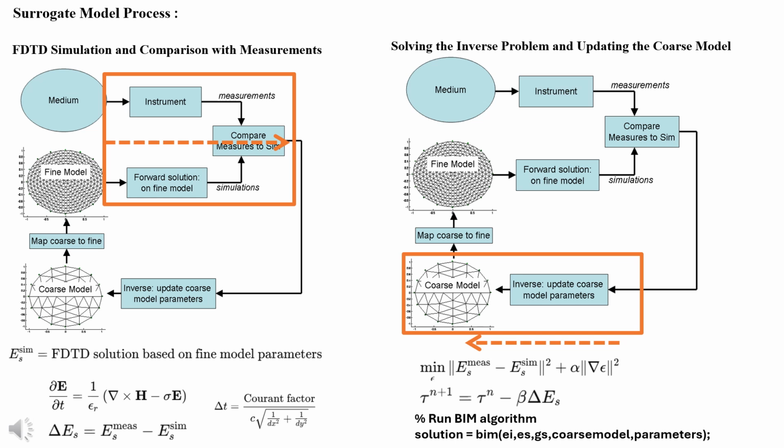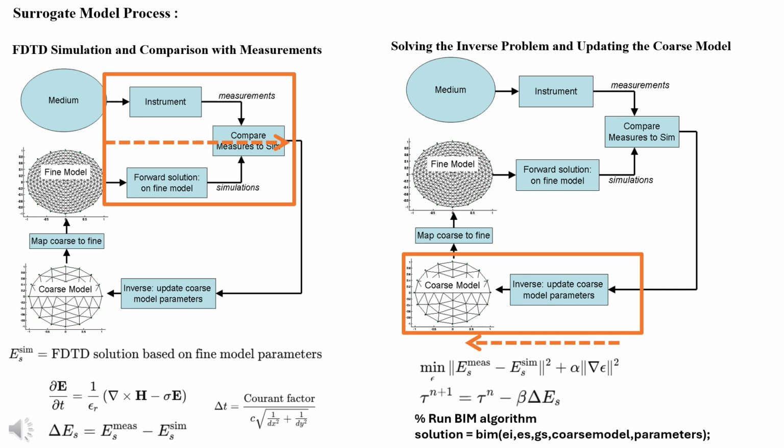the incident field. The FDTD function performs the forward simulation using the FDTD method, solving for the electromagnetic fields across the fine grid. Its inputs are the fine model's electrical properties, permittivity, conductivity, and the incident field. The output is the scattered electric fields at the sensor locations.